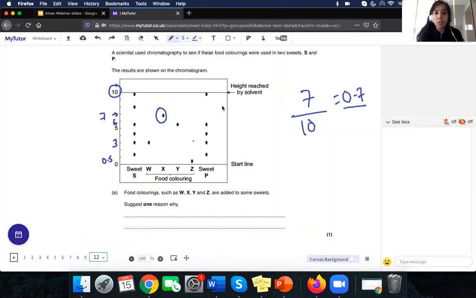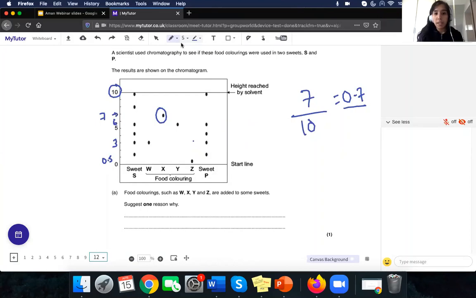Someone's asking, why did we divide? So that is the equation for retention factor. We look at how far a substance moved, and we divide it by how far the solvent moved. That's the equation for retention factor, because remember, retention factor is about solubility, and the distance a substance moves is how soluble it is. So the retention factor gives a numerical value for the solubility.